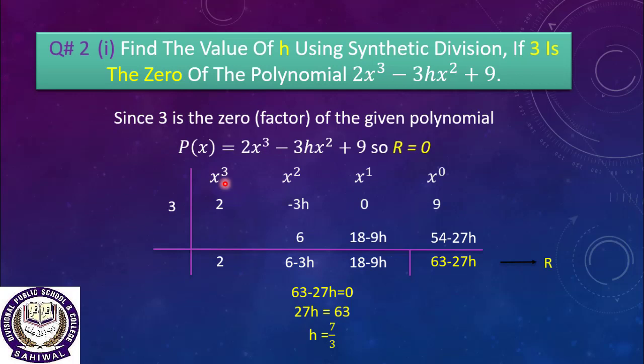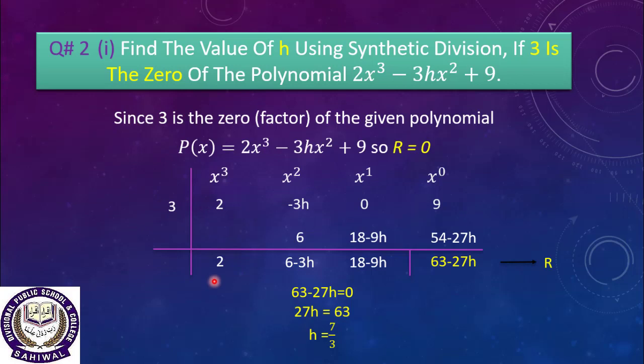Writing the coefficients of the given polynomial, that is, the coefficient of x cubed is 2, the coefficient of x squared is minus 3h, the coefficient of x is 0, it is the missing term, and the constant term or the coefficient of x raised to power 0 is 9. We divide it by 3. As 3 is the zero of the polynomial, we do not need to change the sign of it.